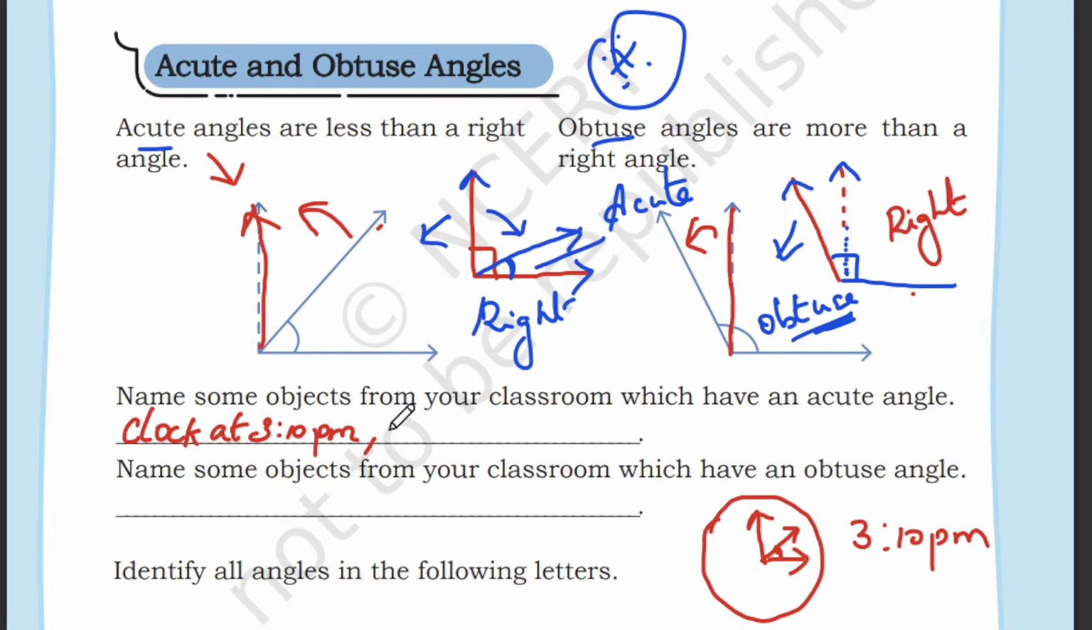And what else? You can write 2 o'clock also. So 2, this one. So 2 o'clock and a straight line. This also becomes an acute angle.